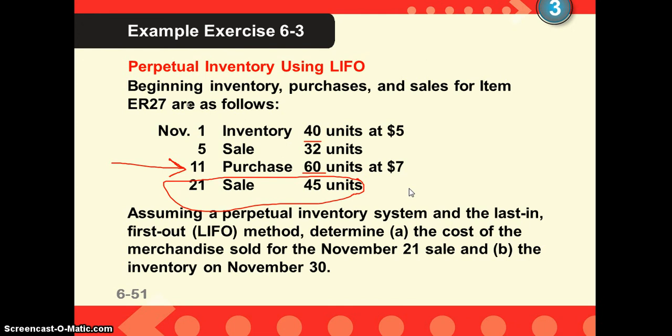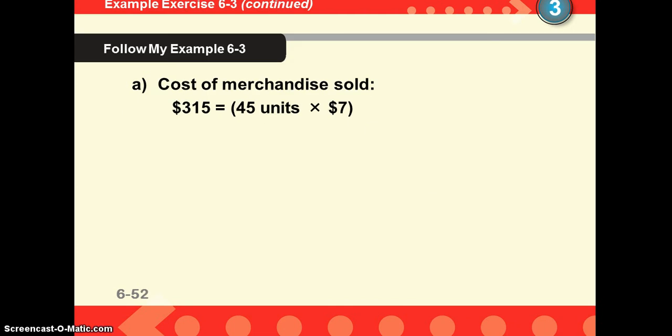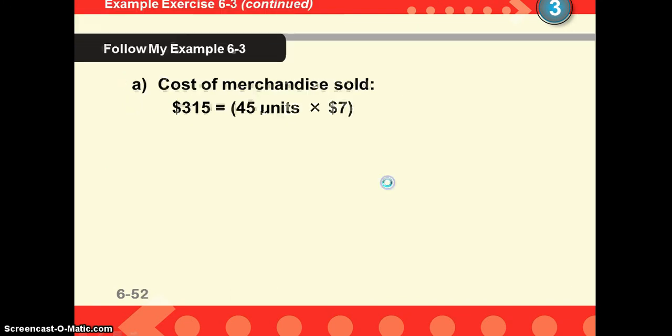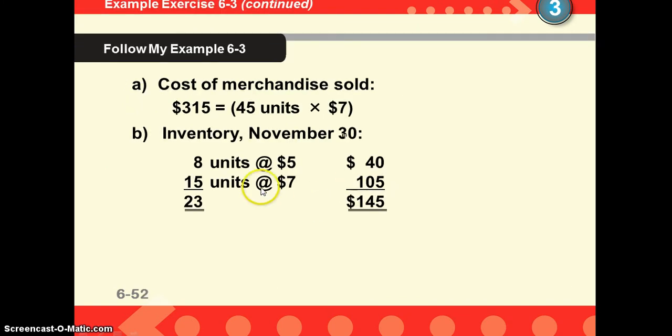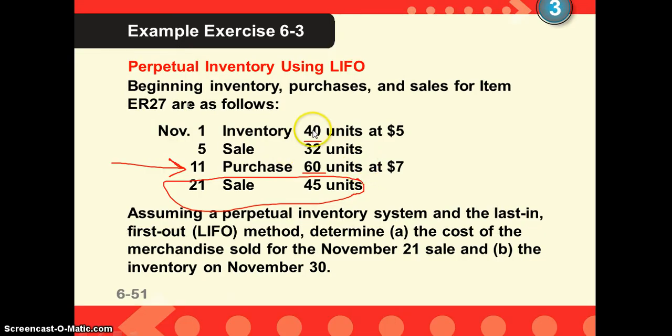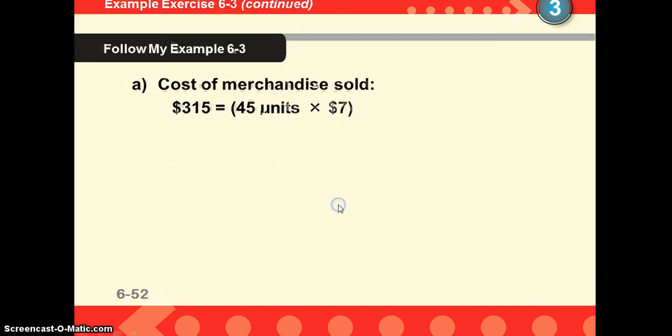Using some simple multiplication, you should calculate your cost of merchandise sold to be $315. 45 units at the last in purchase at $7. Then calculating your ending inventory from the 60, you sold 45, so you have 15 left at $7, and you still have the 8 units left at $5 from the previous one. The 8 units come from, there were 40, we sold 32, so now there are 8 of those left. Make sure you don't miss those calculations.